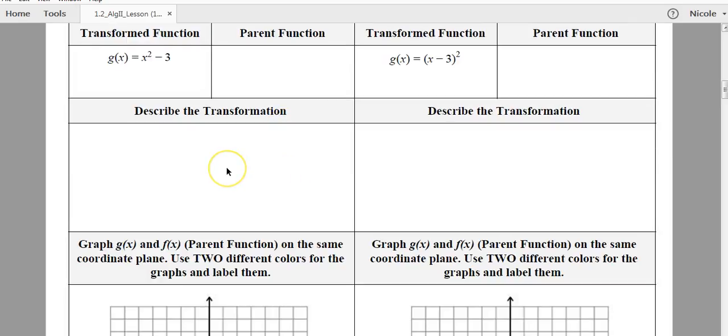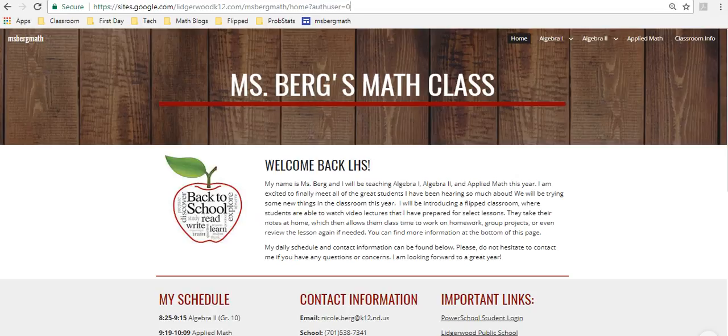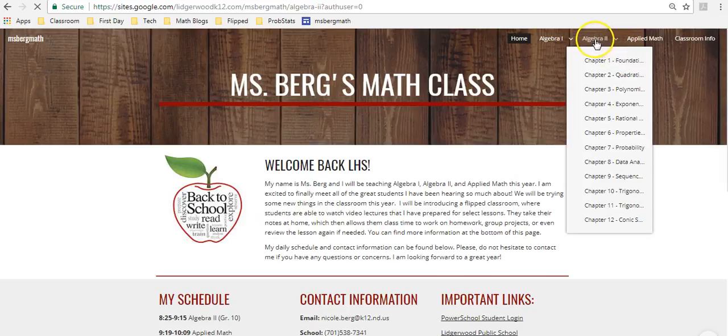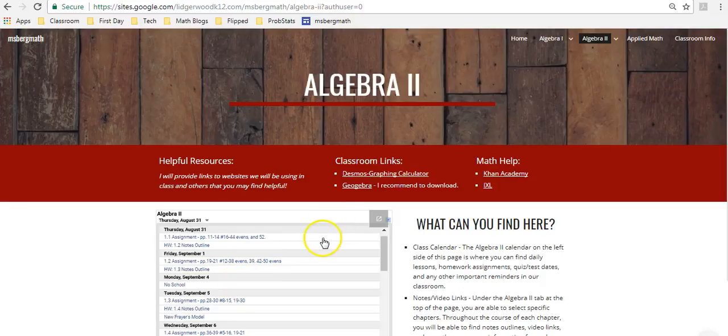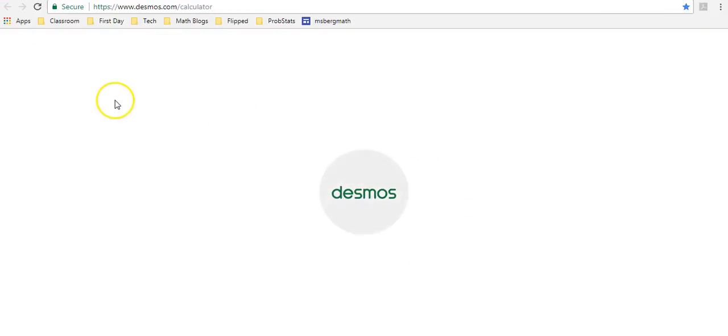So the next thing we need to do is describe the transformations. We need to graph it in order to do that. I hope that all of you have our class webpage bookmarked by now, and if you don't, you probably should do that. The other day in class, I showed you the classroom links I have here. We have Desmos and GeoGebra, and they are both very good graphing tools. We'll use both of them today in the lesson, just so you get a feel for them. So first we're going to click on Desmos.